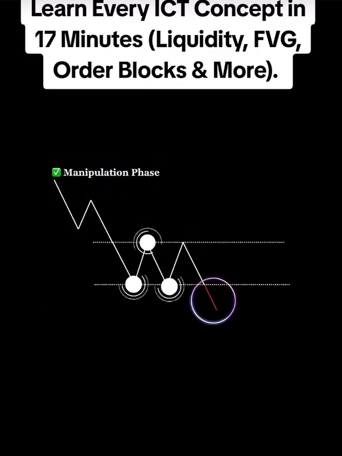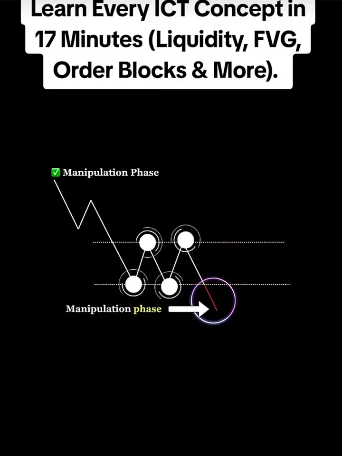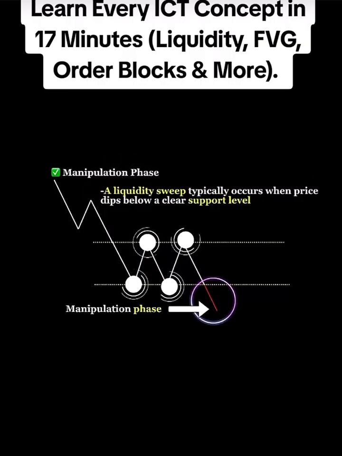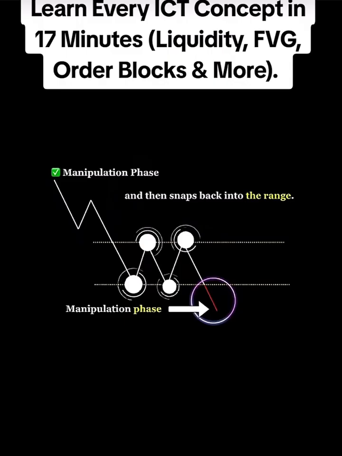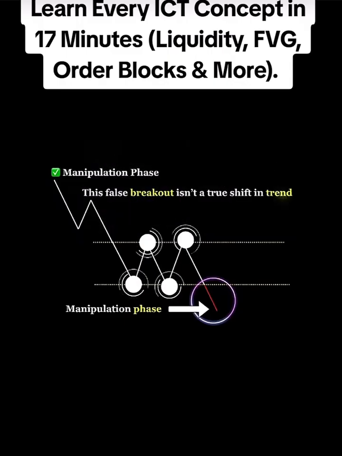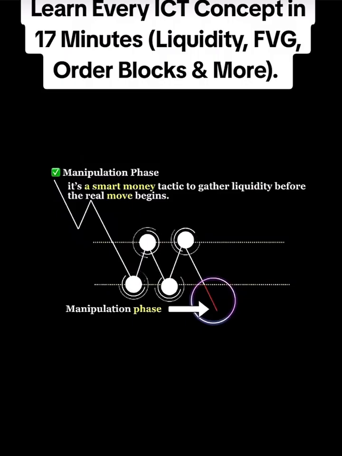Next comes the manipulation phase, where the market fakes a breakout to the downside or upside. This move is designed to trap retail traders by triggering stop losses and luring in breakout traders. It's a classic liquidity sweep, engineered to collect orders from unsuspecting participants. A liquidity sweep typically occurs when price dips below a clear support level and then snaps back into the range. This false breakout isn't a true shift in trend, it's a smart money tactic to gather liquidity before the real move begins.